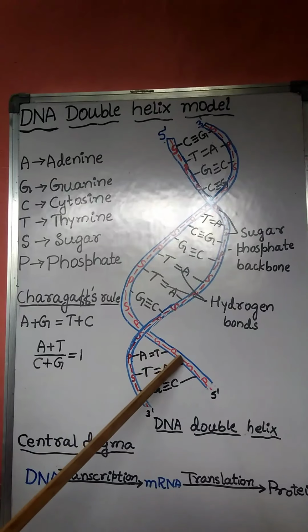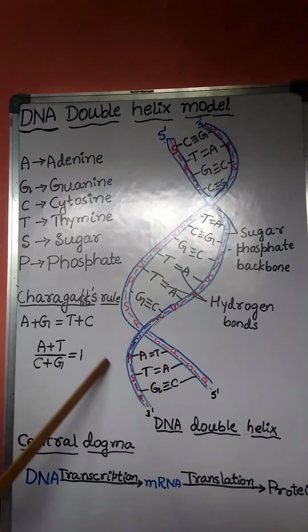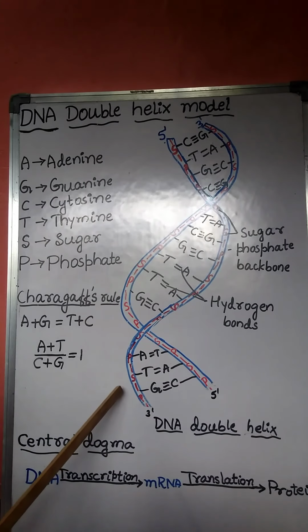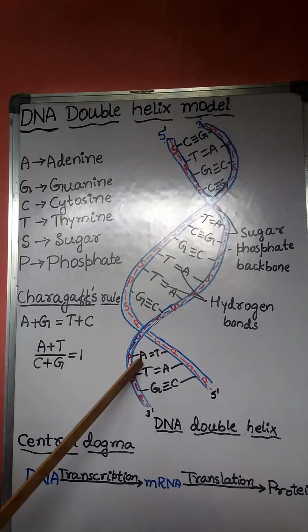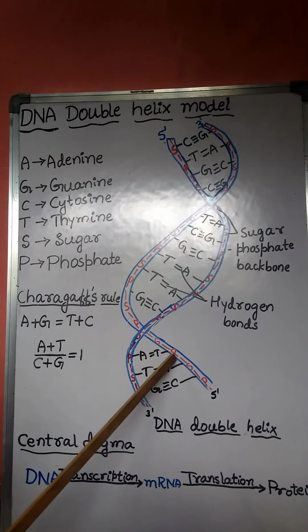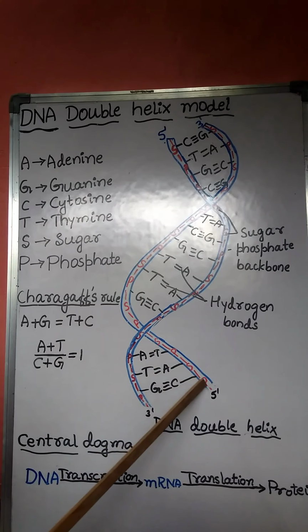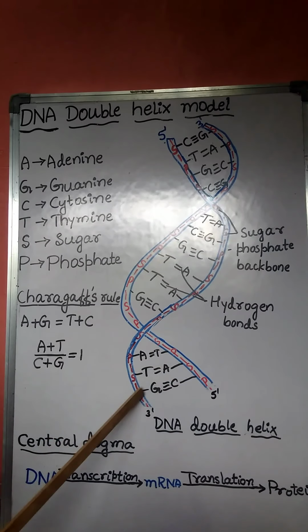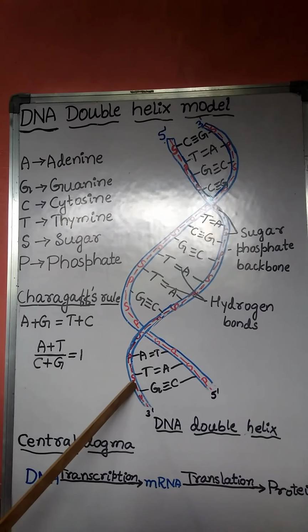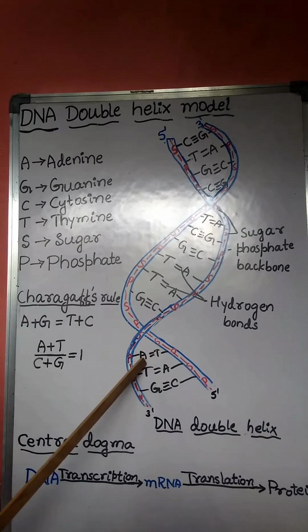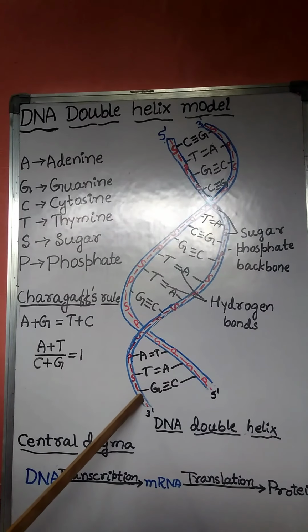This sugar and phosphate form the long axis of the polynucleotide strand, and the nitrogenous bases are at right angles to the sugar phosphate backbone. So the sugar and phosphate form the backbone of the polynucleotide strand, whereas the nitrogenous bases are present at right angles to the sugar phosphate backbone.